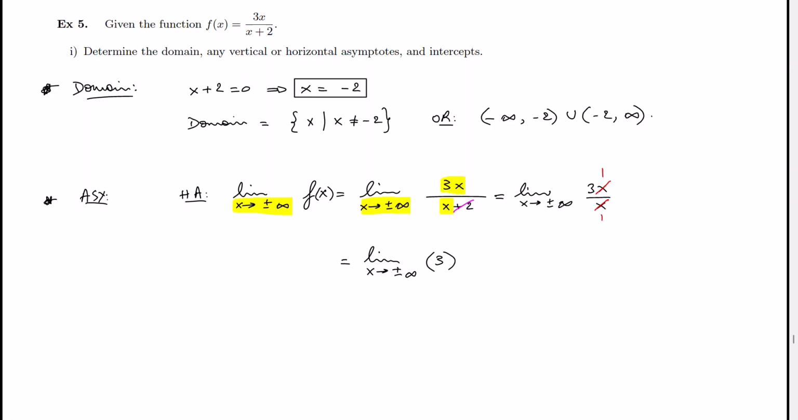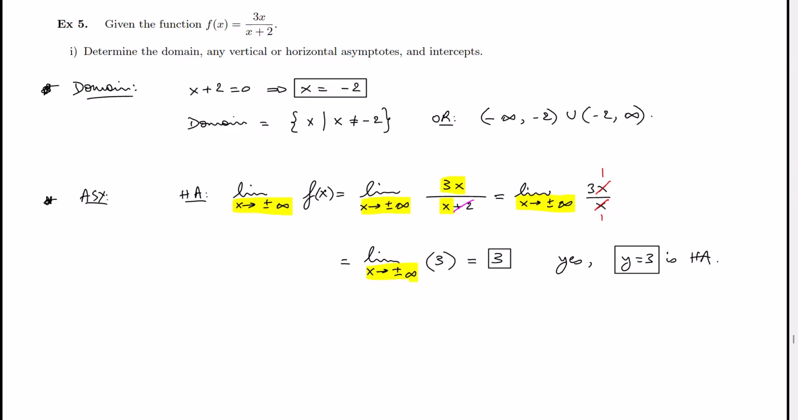And regardless of whether my limit is going to plus or minus infinity, the limit of 3 is simply 3. So it seems that we will have a horizontal asymptote. So yes, there is a horizontal asymptote. The y equal to 3 is the horizontal asymptote. So as the graph stretches to the right and left side of the page, the graph should stabilize at 3.